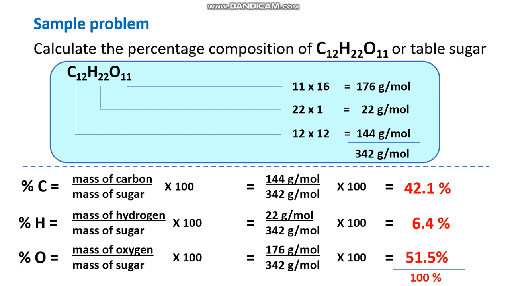To check if you have solved it correctly, you can add up all the percentages and they must total up to 100. That means if it totals 100, your percent composition is correct.